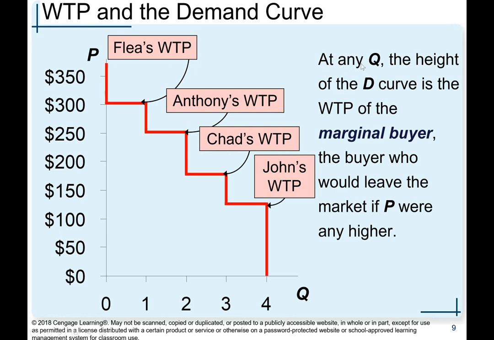At any output, the height of the demand curve is the willingness to pay of the marginal buyer. The marginal buyer is the buyer who would leave the market if the price were any higher. For example, at $300, Flea is the marginal buyer. If the price goes to $301, Flea will be out of the market, and that makes Flea the marginal buyer at this level.